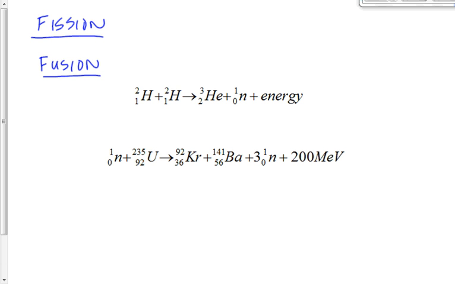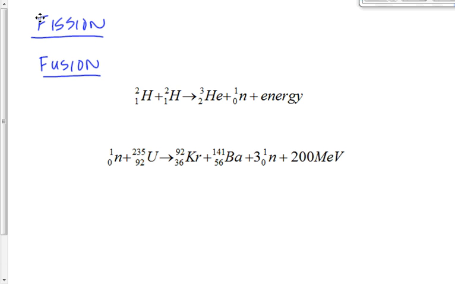Now I've got two reactions up on the board here. We put the same ones up on the board on Friday, but it's been a little while now. You probably don't remember these specific reactions. I want you to identify for me which reaction is a fission reaction and which reaction is a fusion reaction. Okay, is the first one fission or fusion? Second one, fission or fusion?